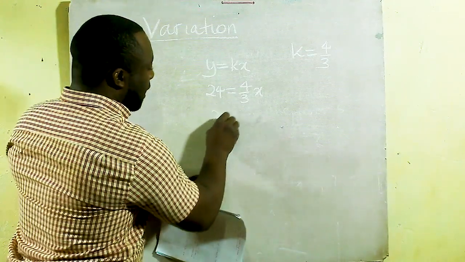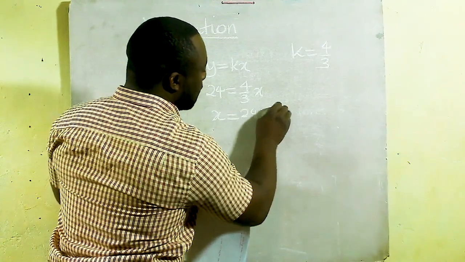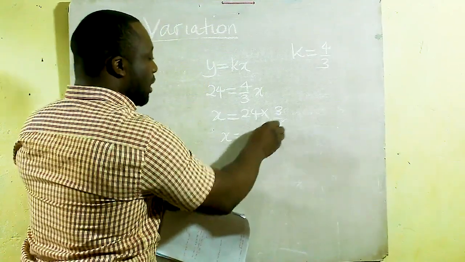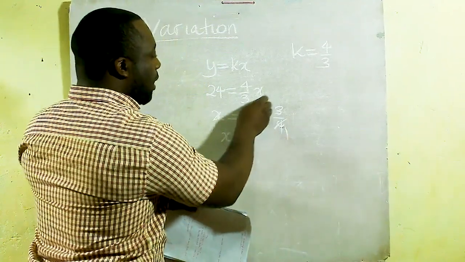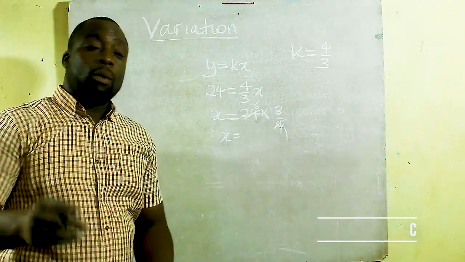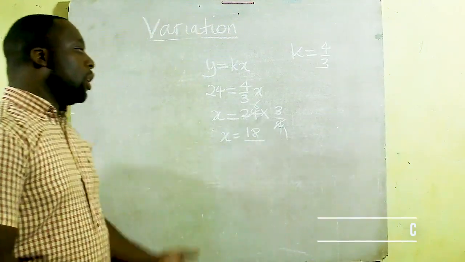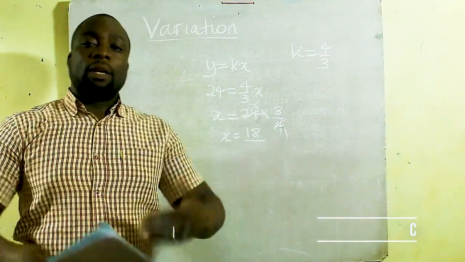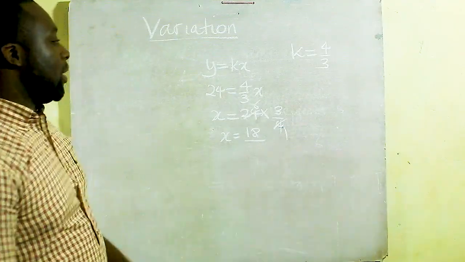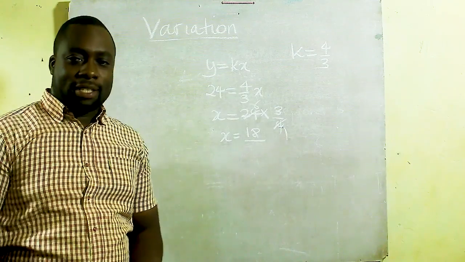So this can be written as x is equal to 24 times 3/4. The 4 goes into 24 six times, so 6 times 3, we're going to have 18. So that is what we were supposed to do in the previous lesson, and if you solved it like that, then it was correct.